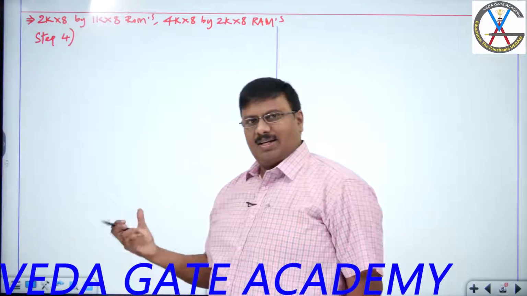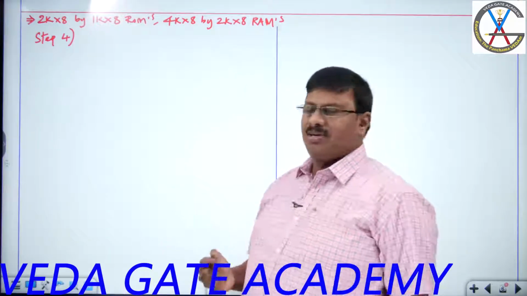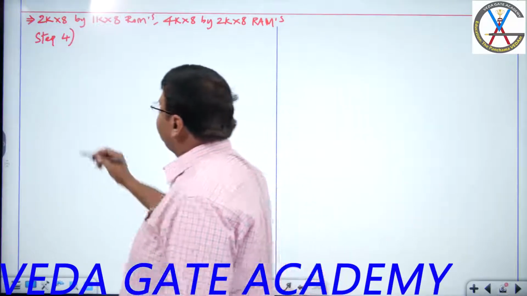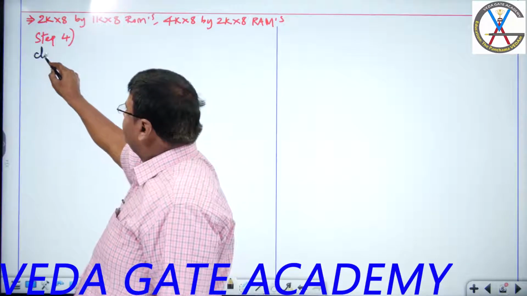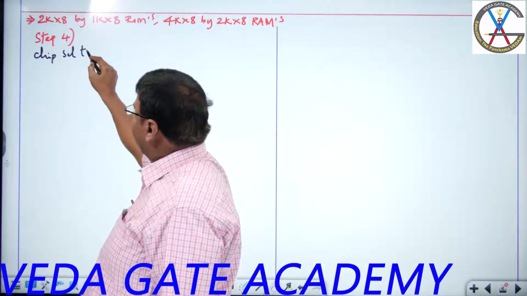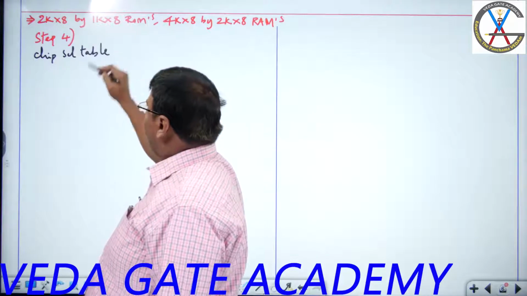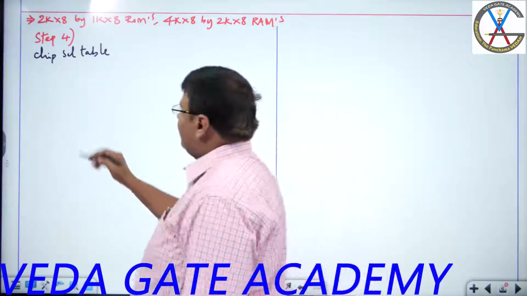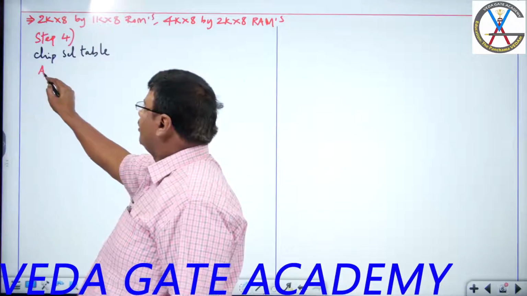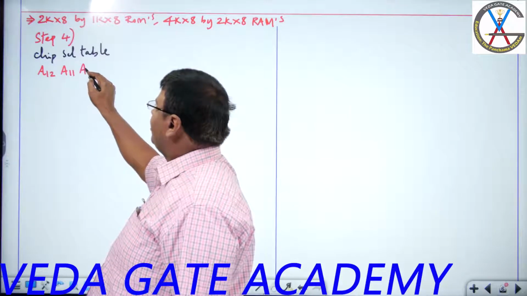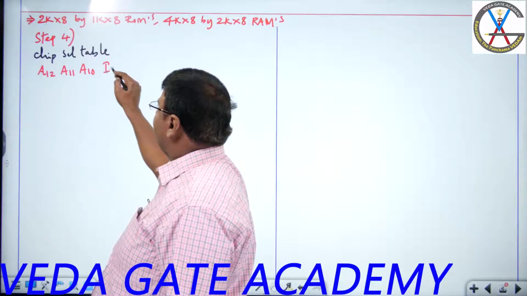Take only the chip select table from that. Only the chip selection table. So who are involved in chip selection? Address lines 12, 11 and 10. These 3 are involved in the IC selection.